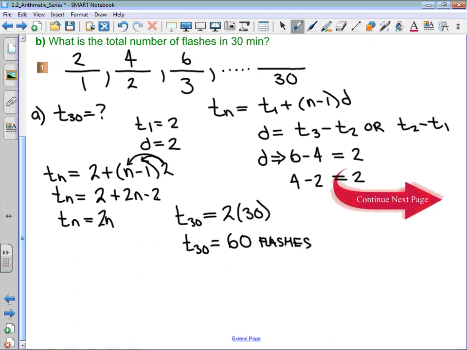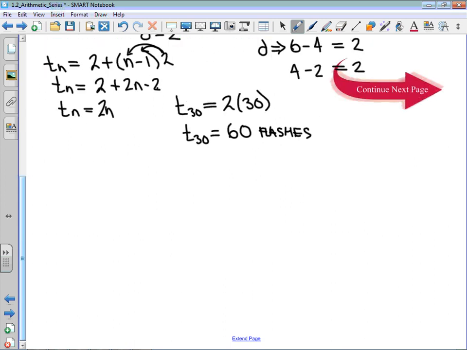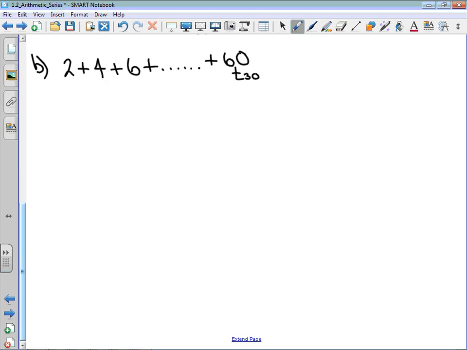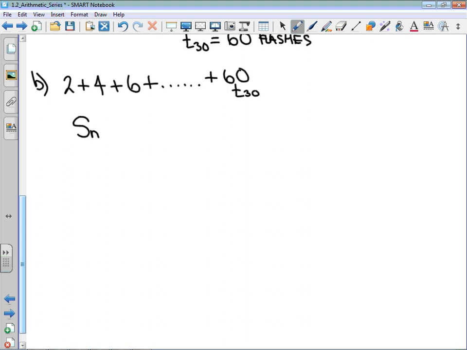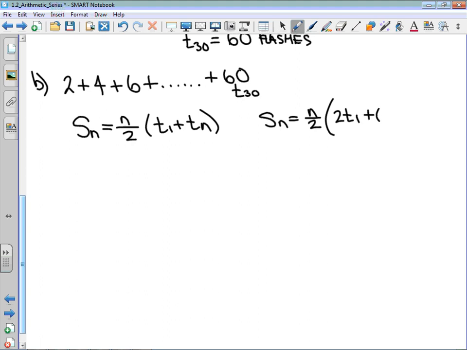All right, now B is a little bit different. B is saying, okay, what's the total number? As soon as you see total, you have to think, okay, the firefly flashed twice in the first minute, 4 times in the second minute, 6 times in the third minute, until eventually it flashed 60 times in the 30th minute. And I'm just going to put on the bottom here that this is term 30. As soon as it talks about total or the sum of, you need to make sure you switch gears a little bit and think about those Sn formulas. And I'm going to write both down here. We'll see if I can remember the other one. I don't have a formula sheet in front of me, but Sn could also be written as n over 2 times 2 term 1s plus n minus 1 times d.